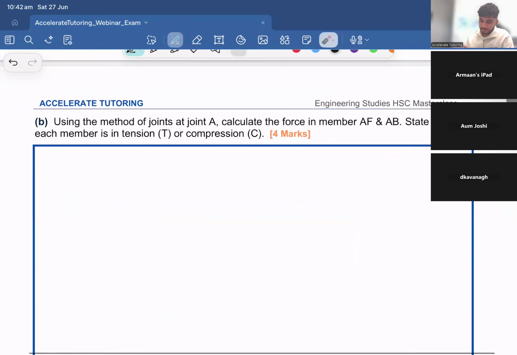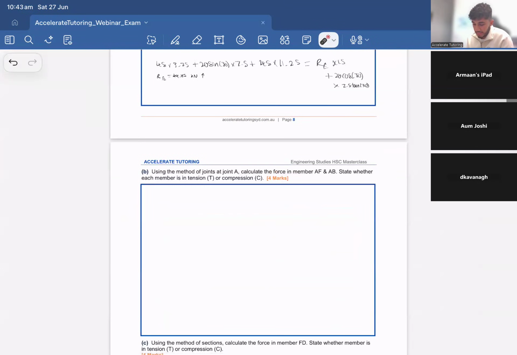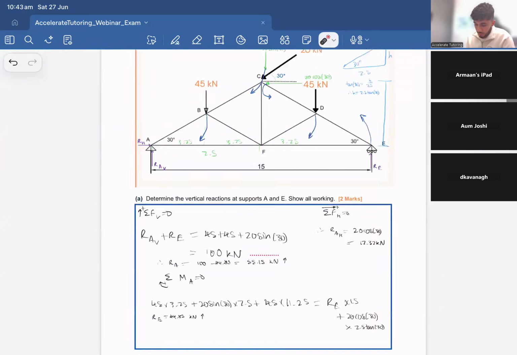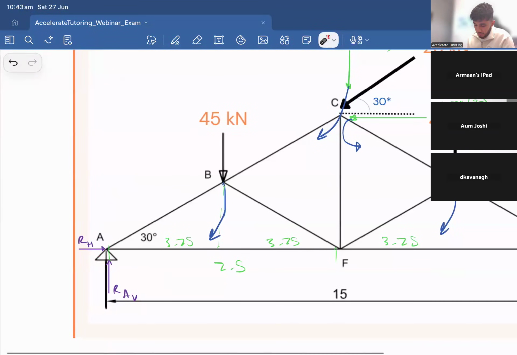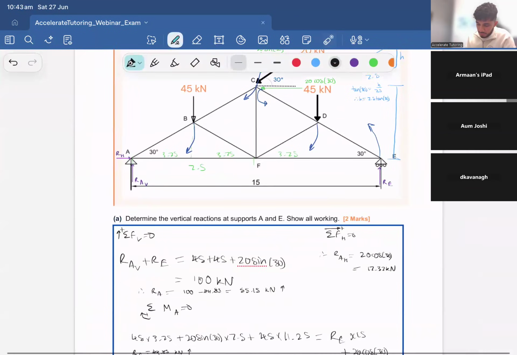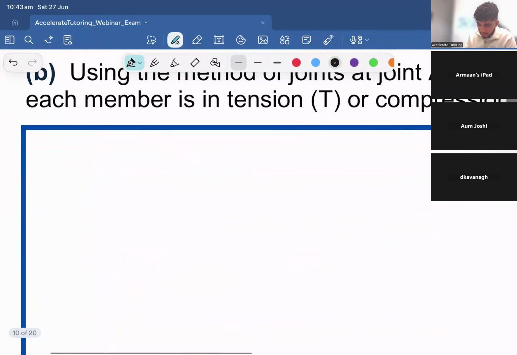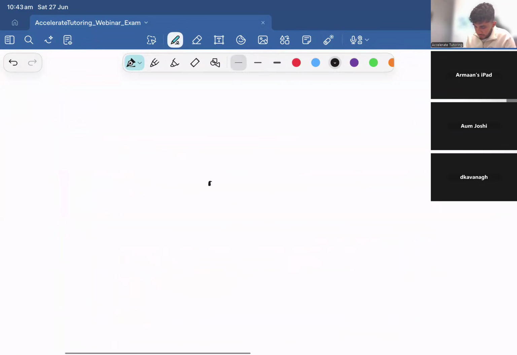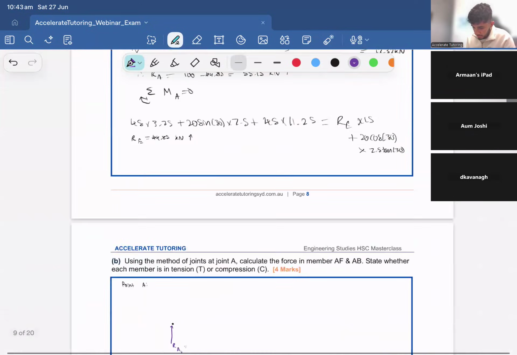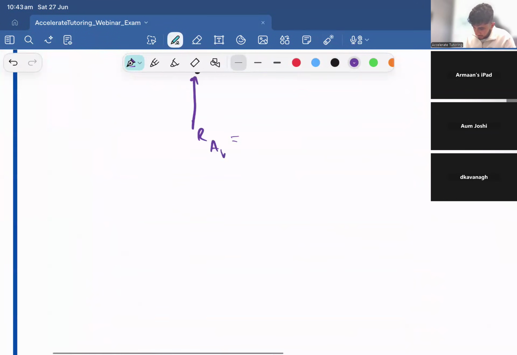Part B, we are now doing method of joints at point A. We want to calculate the force in members AF and AB and state whether they are in tension or compression. So we want to figure out the forces in this member and that member. Simply all we do is we analyze point A. So I draw my point A. I have RAV, which we figured out to be 55.15 kilonewtons.